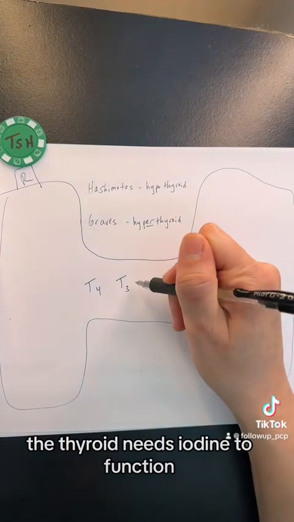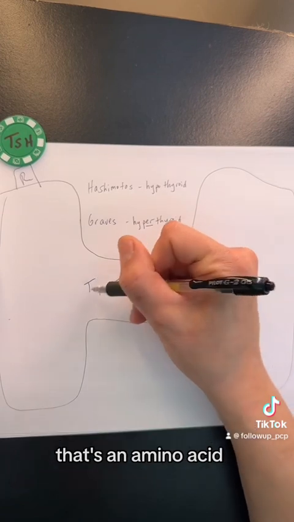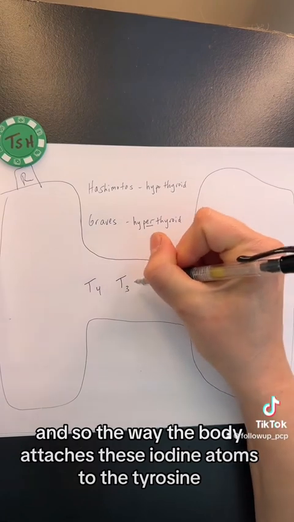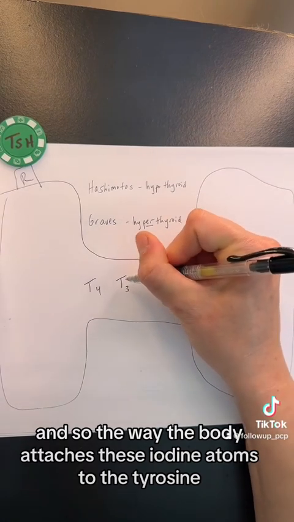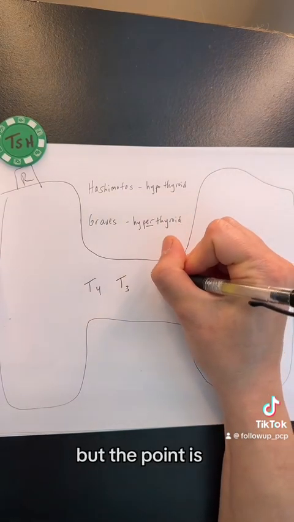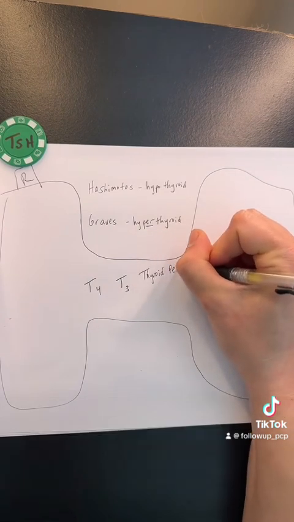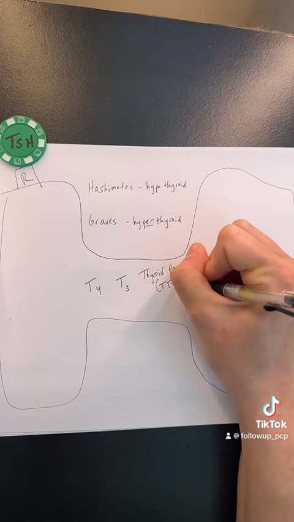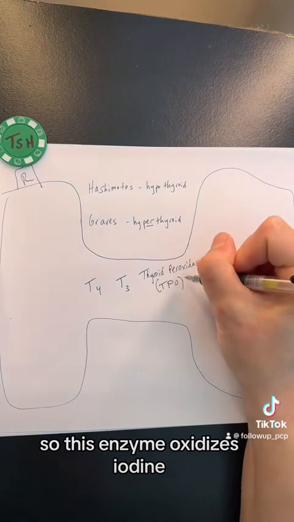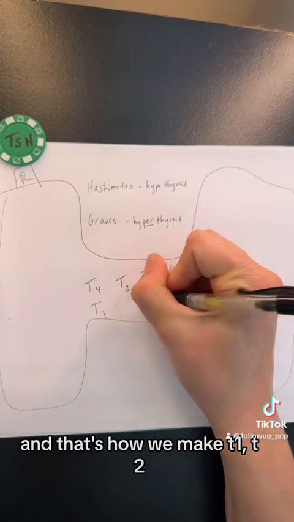The thyroid needs iodine to function. These numbers represent the amount of iodine atoms attached to tyrosine. That's an amino acid. So this has 4 iodine atoms, this has 3 iodine atoms. The way the body attaches these iodine atoms to the tyrosine is through an oxidation reaction. That doesn't really matter, but the point is the enzyme that causes this reaction is thyroid peroxidase, otherwise known as TPO. That might look familiar if you have Hashimoto's and you've tested for this autoantibody. This enzyme oxidizes iodine, and that's how it attaches to tyrosine, and that's how we make T1, T2.